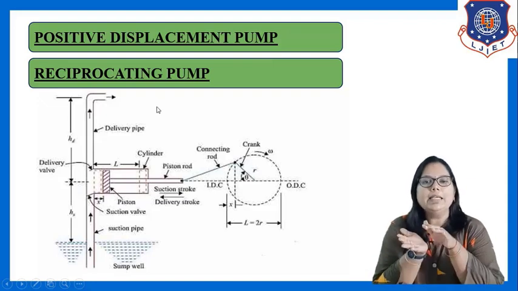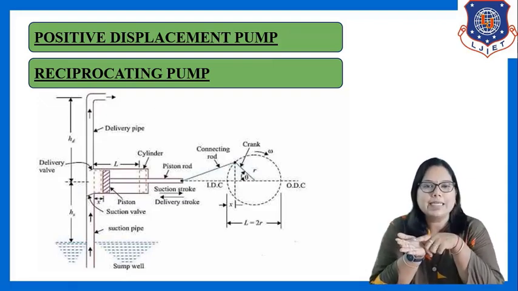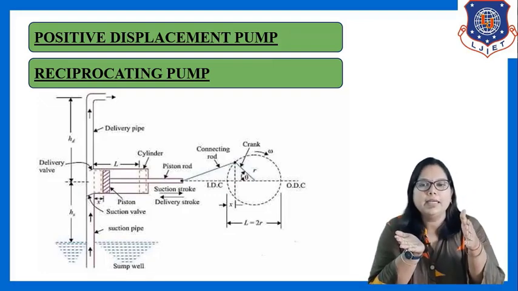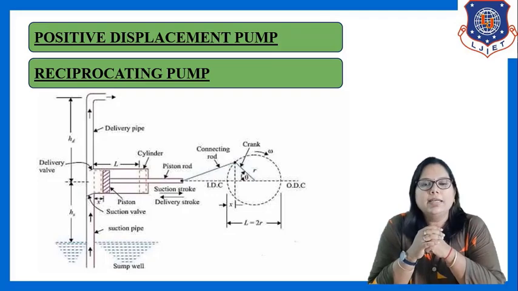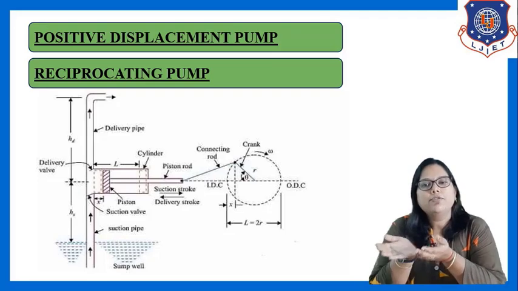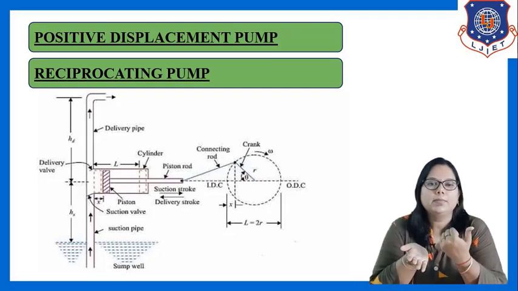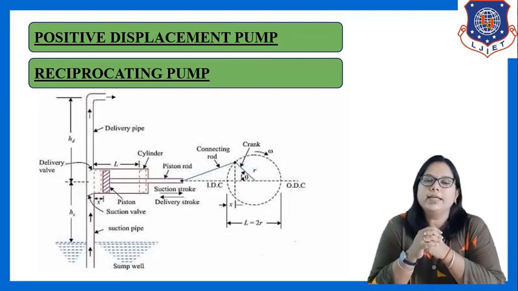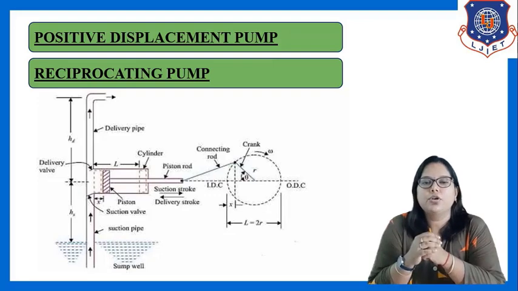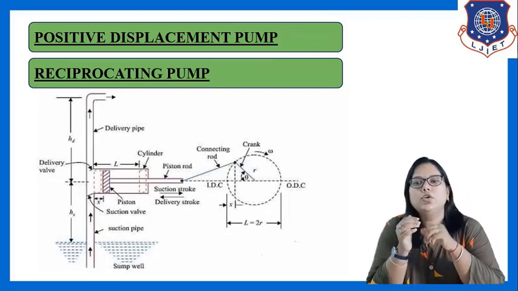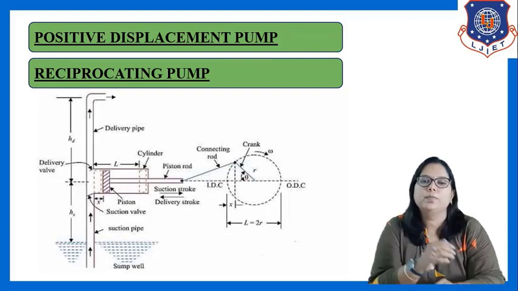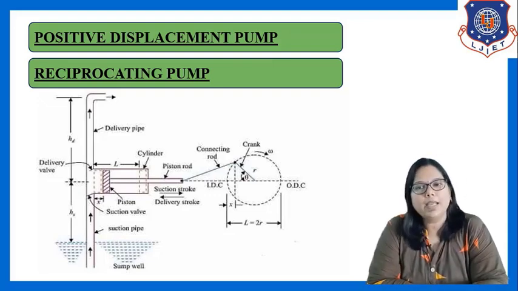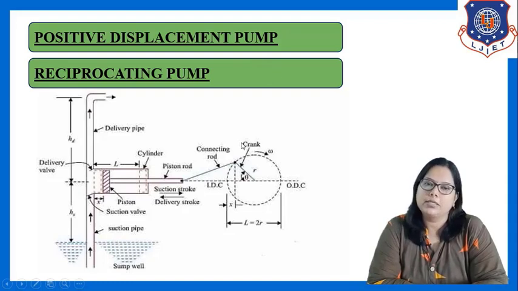So, in this one revolution from 0 to 360 degree, from 0 to 180 degree, there is a suction stroke. It is known as suction stroke, and in suction stroke, the liquid is sucked from the sump to the cylinder. And from 180 to 360 degree, there is a delivery stroke. It is known as delivery stroke, and in delivery stroke, the liquid is delivered to the delivery pipe through the valve. So this way the reciprocating pump works. I think it is clear to all.